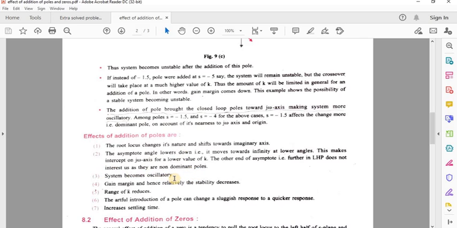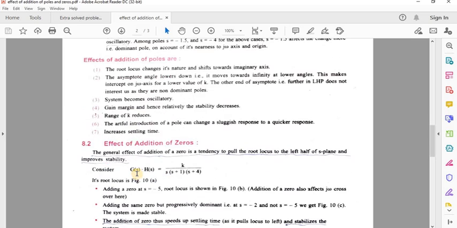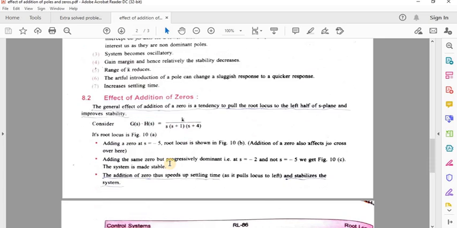The system becomes oscillatory, okay, whenever we add poles. Gain margin and hence relative stability decreases. Range of K reduces, okay. There will be a sluggish response instead of a quicker response. It increases settling time, okay. So now the effect of addition of zeros.